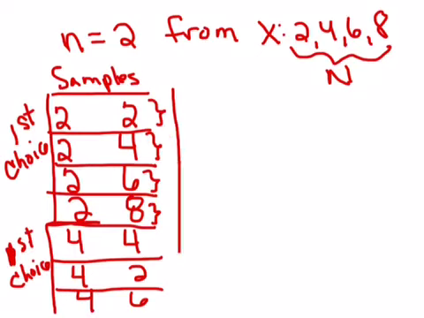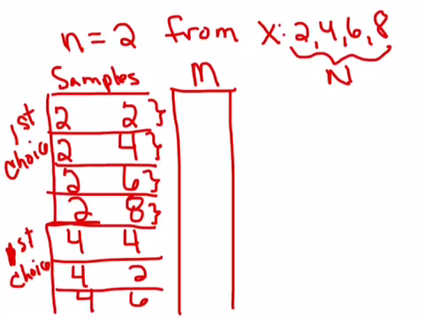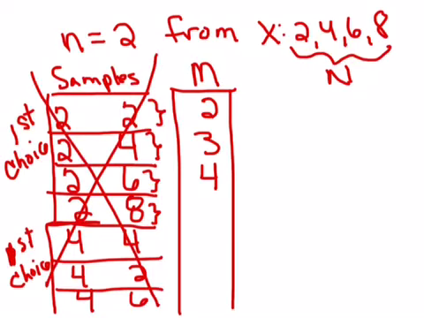Once we get all of our samples, we get means for those samples. So 2 plus 2 is 4, divided by 2 is 2. 2 plus 4 is 6, divided by 2 is 3. 2 plus 6 is 8, divided by 2 is 4. So these are means. Once you have all the possible samples and then you get all of their means, you basically ignore all of your original pairs and you just use your sample means to create your distribution.